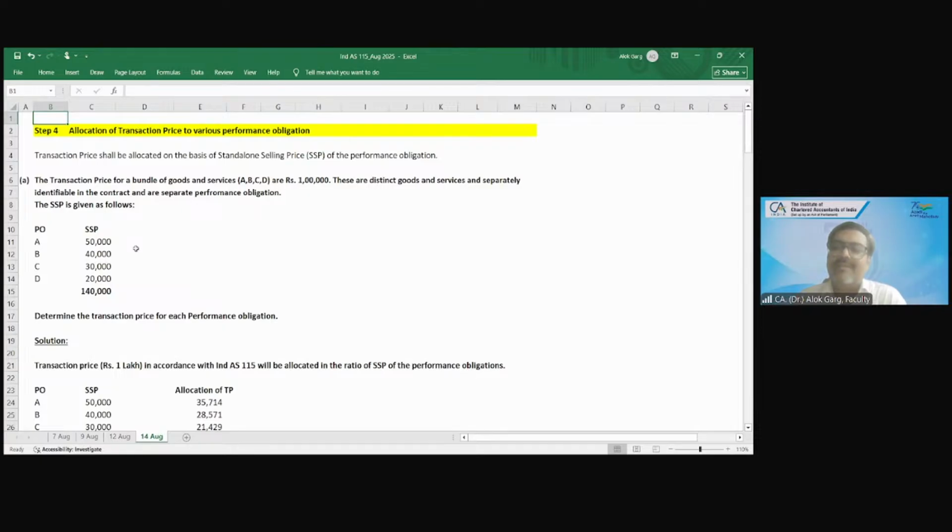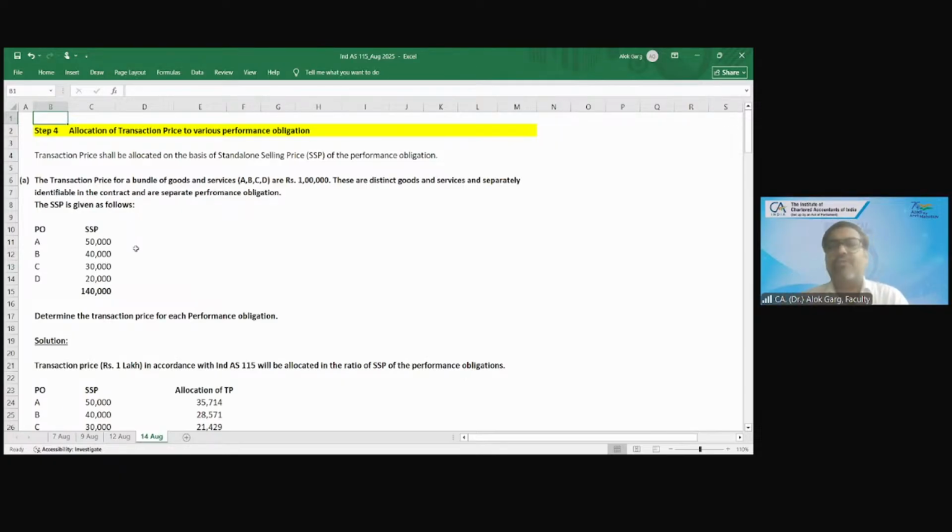So what does it mean? This entity has given a discount. 40,000 discount. So for this package, on day one, the transaction price has to be determined on the date of inception, right? On the day one, when you are entering into a contract.